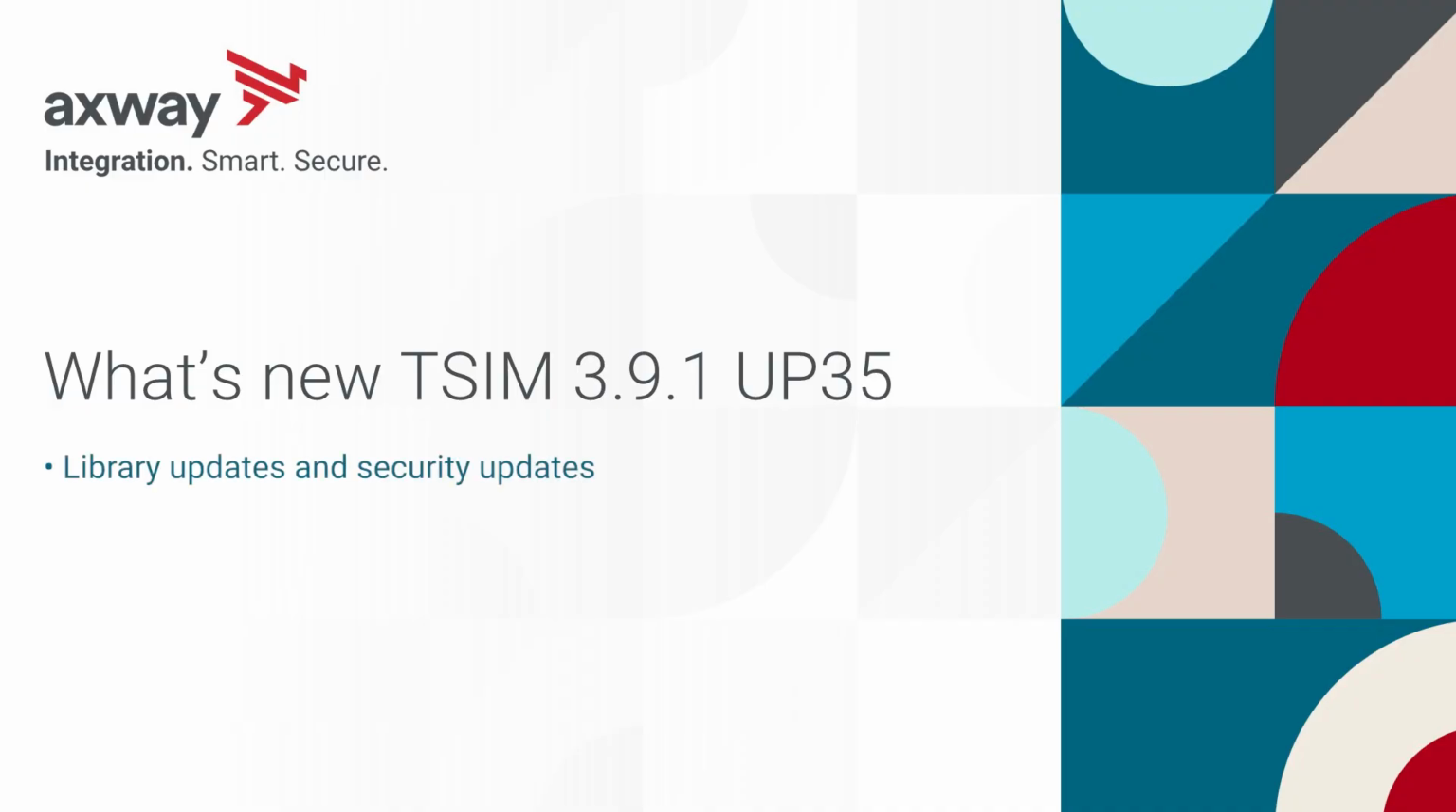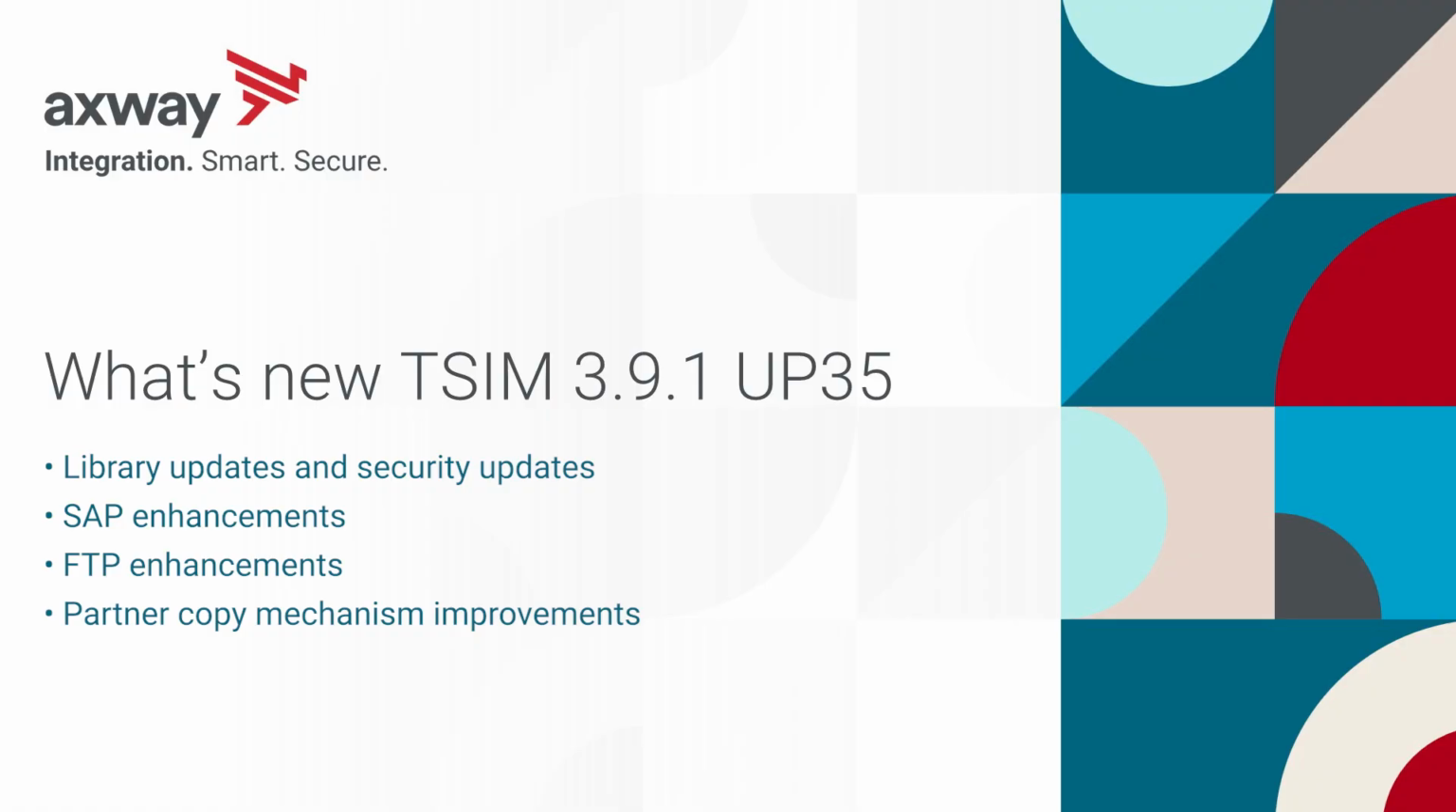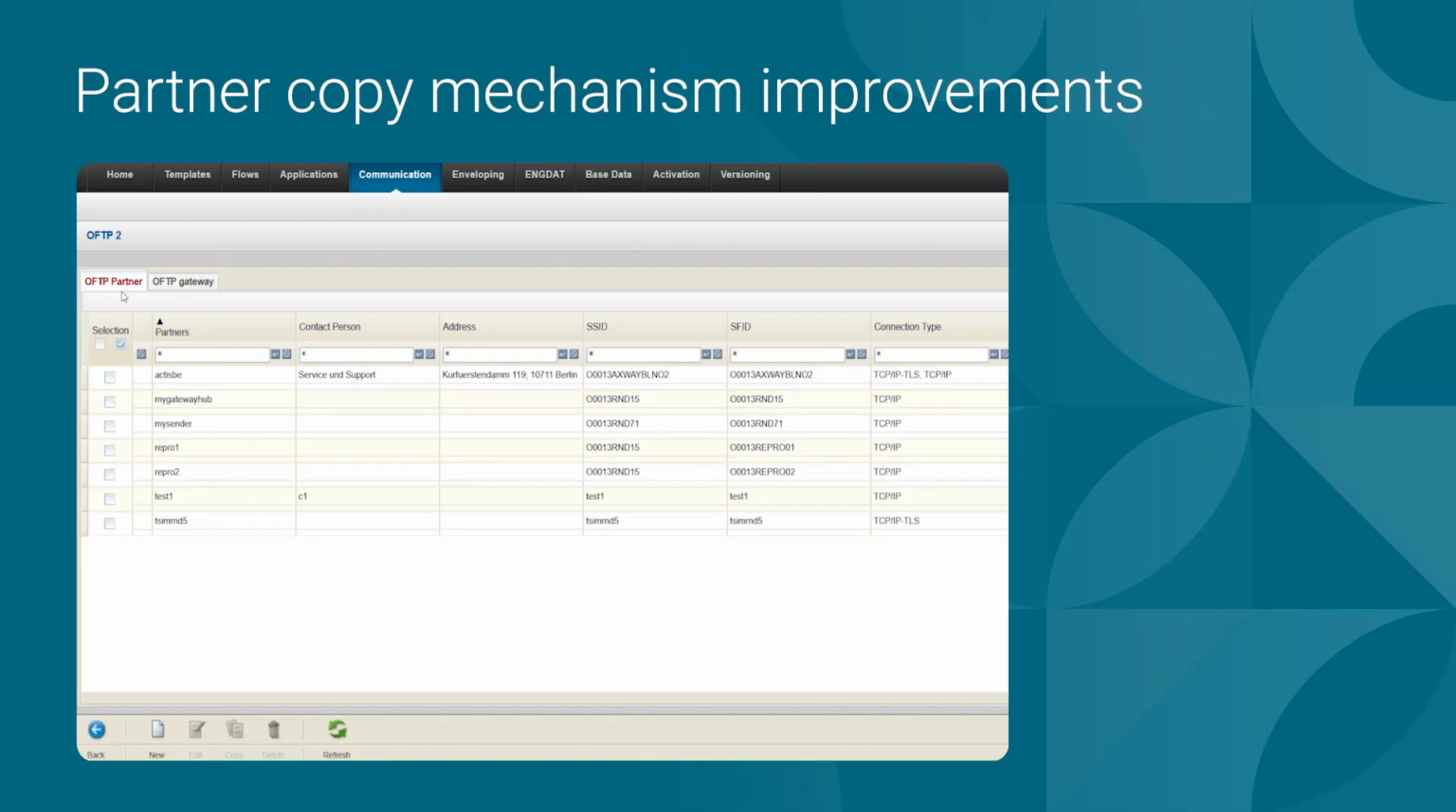We have continued with our library and security updates. We have looked into our customers' requests and did several enhancements. We have tackled changes in the SAP module, in the FTP module, and also we have done improvements in the partner copy mechanism. When creating a partner for FTP and deciding to copy it, sometimes users don't want to also have the contact person address, etc. copied as well for the partner CFG.